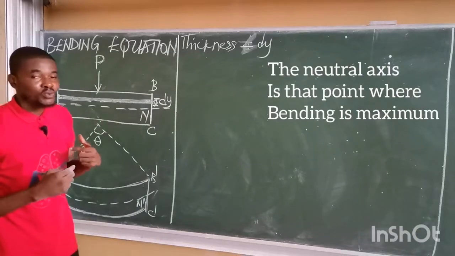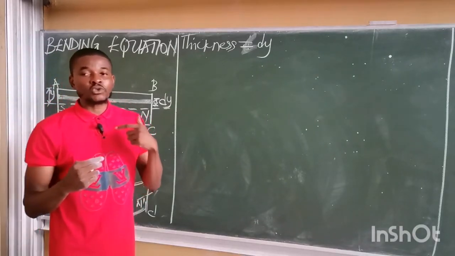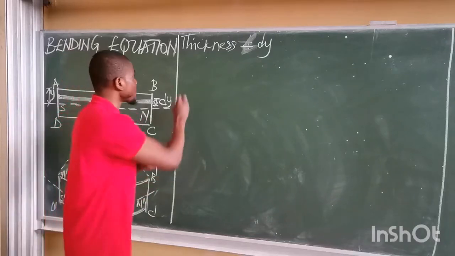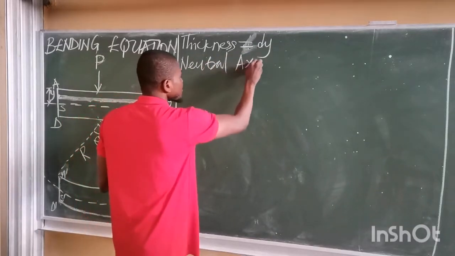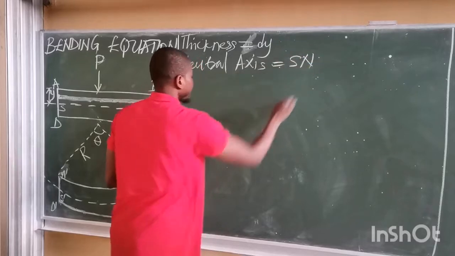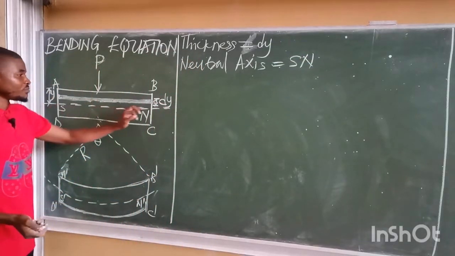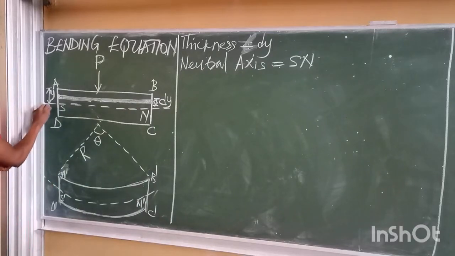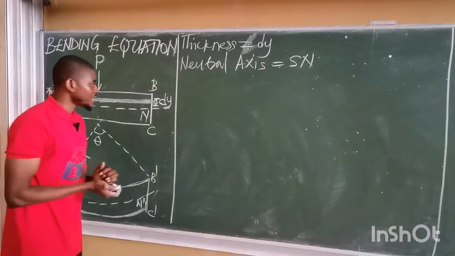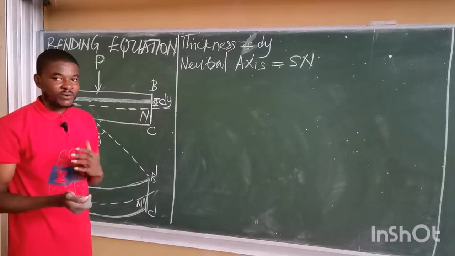The neutral axis is that point where bending is maximum. That is to say, it is also the point where bending takes place. So, the neutral axis is simply NA. Okay, as can be seen here, that's the middle portion of the beam. That is where bending becomes maximum. We are also saying that let the distance from the neutral axis to any of the points simply be y. So from this point to this point is y. Also from the neutral axis downwards can also be called y. That's the distance from the neutral axis to any of these points on the rectangular beam.